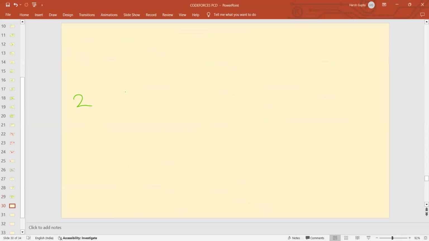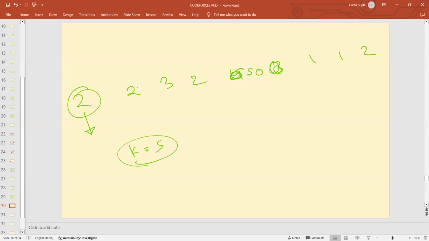Yes. Let's suppose we have 2, 3, 2, 4, and there are elements, 3, let's take this as 50. And let's suppose we have elements 1, 1, 2. Now let's suppose this is my starting element I chose, and the value of k is 5. So what you will do? You will choose the remaining four elements as 2, 3, 2, and 50. Now, in that case, you will get some answer.